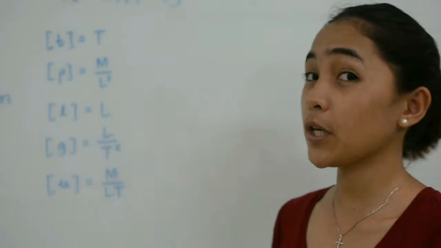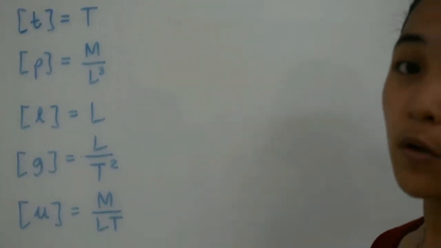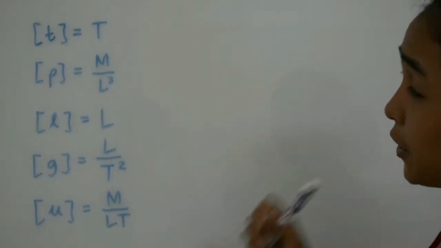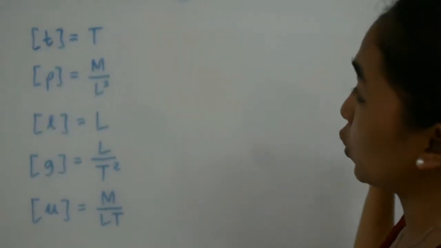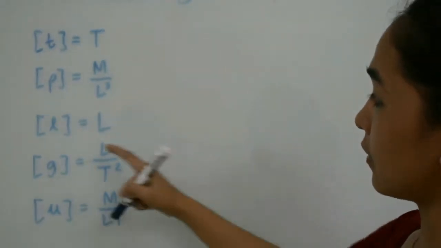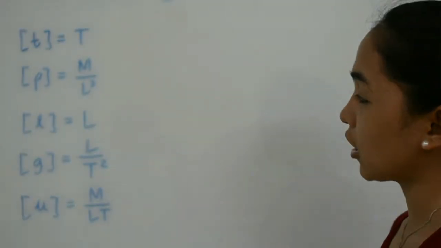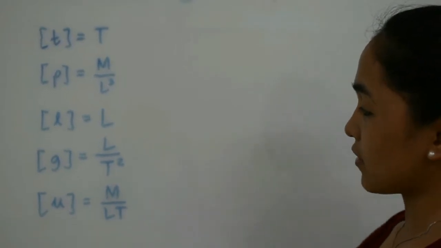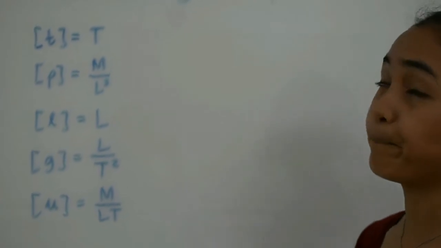So, before forming your pi groups, write first your variables in terms of their fundamental dimensions. So, here we have time equal to T, rho, which is equal to mass over L cubed, L, capital L, g equal to L over T squared, and your viscosity, which is equal to mass over length times time.